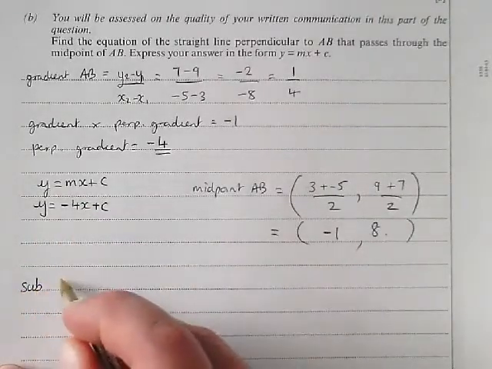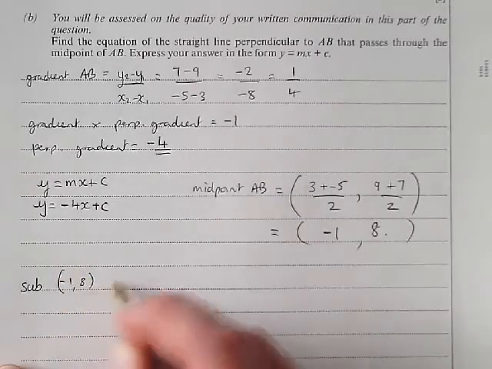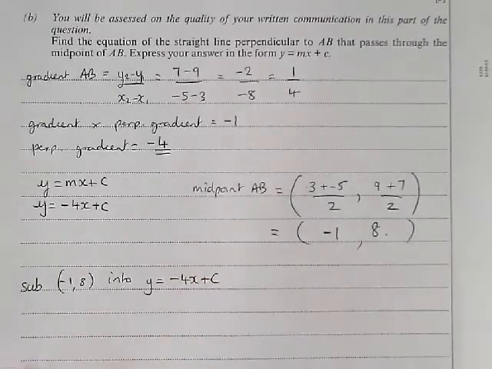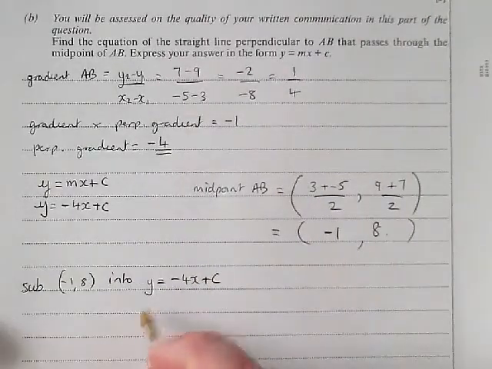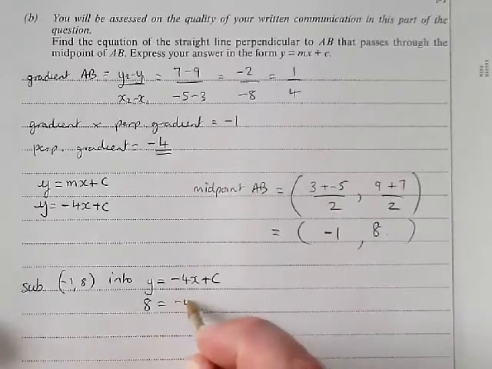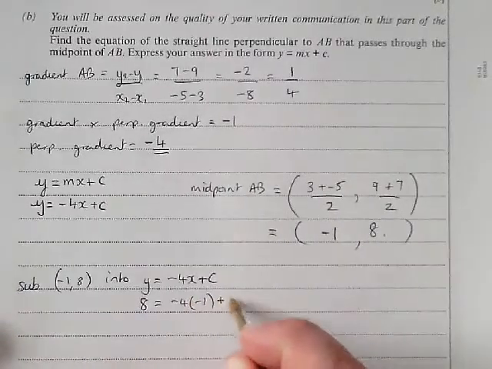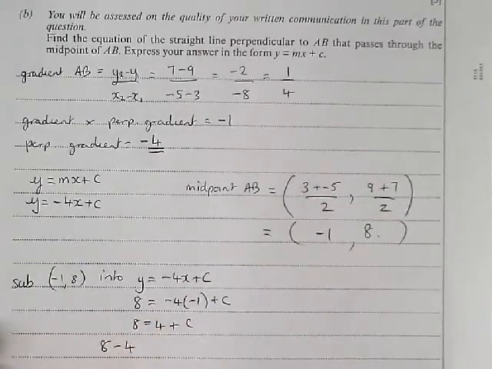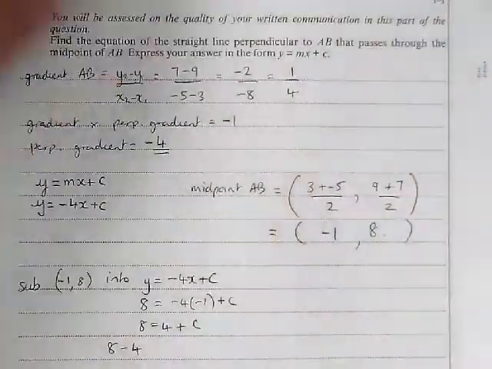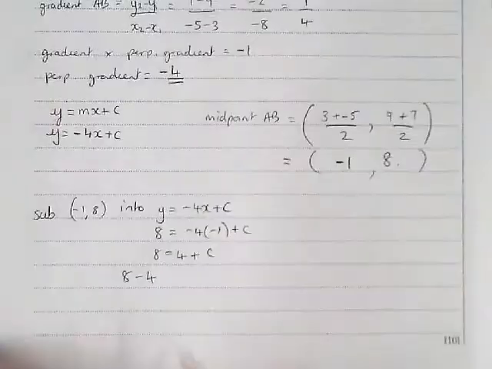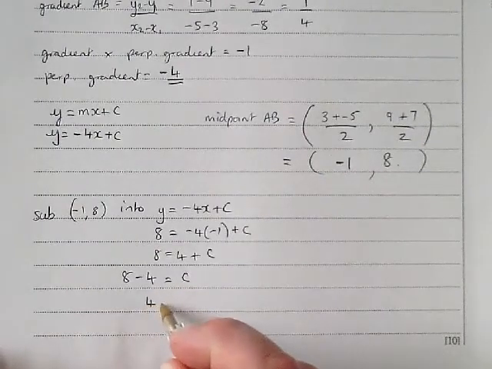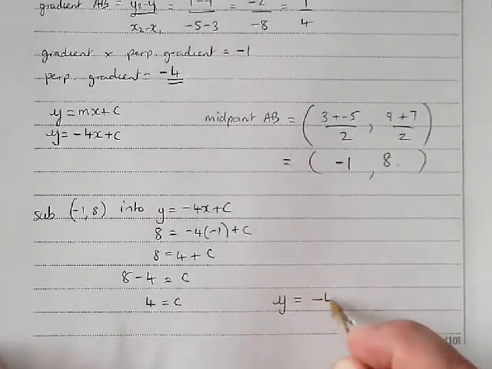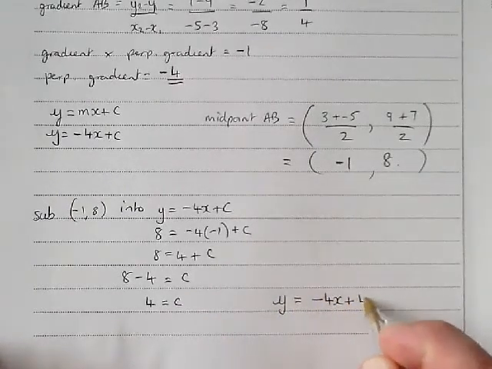So substitute minus 1, 8 into y equals minus 4x plus c. Now if we do this, we are going to get 8 equals minus 4 lots of minus 1 plus c. So we'll have 8 equals 4 plus c. Let's just move this little piece of paper a tad so you can see my continuation. 8 minus 4 equals c, so 4 equals c. So the finished product is y equals minus 4x plus 4. And we have finished.